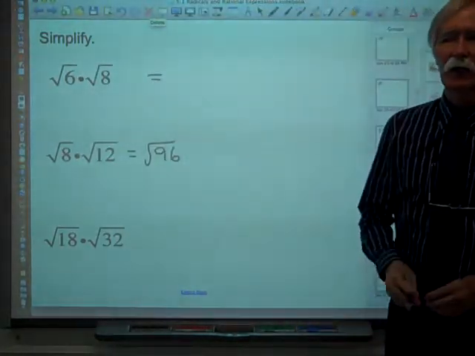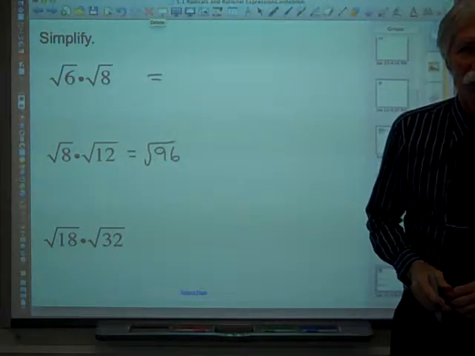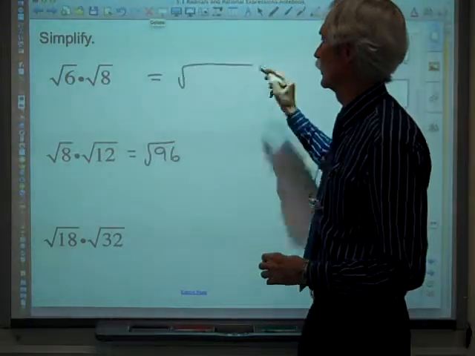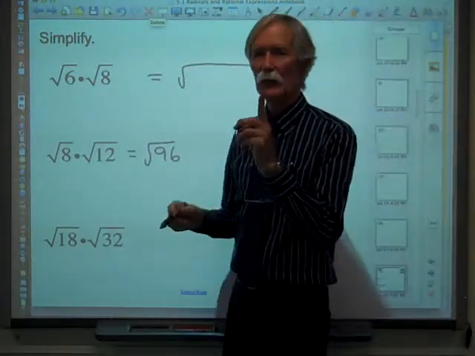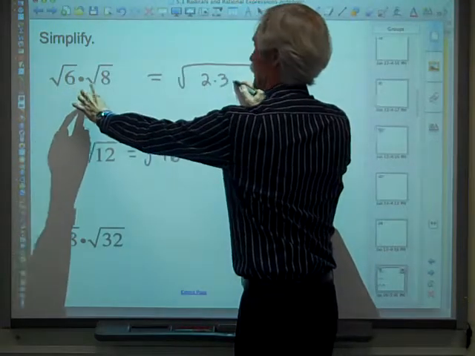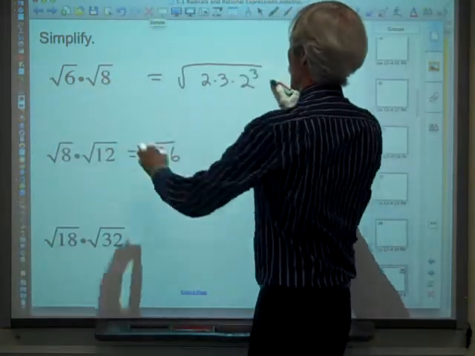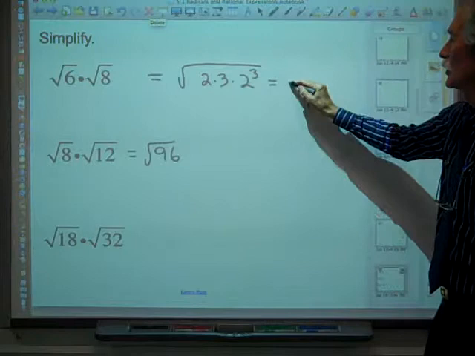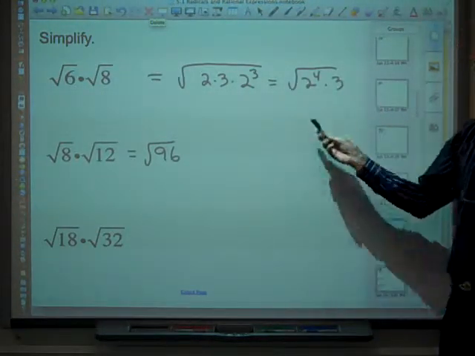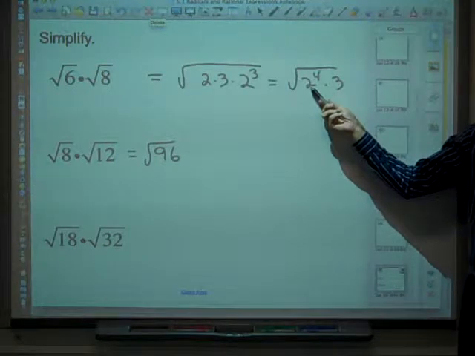The other thing you can do, since we're turning these into a prime factorization problem, is turn this into primes right from the beginning. What's that? 2 times 3. What's that? 2 cubed. How many 2's are left there? 2 to the 4th times 3. What's the square root of 2 to the 4th?